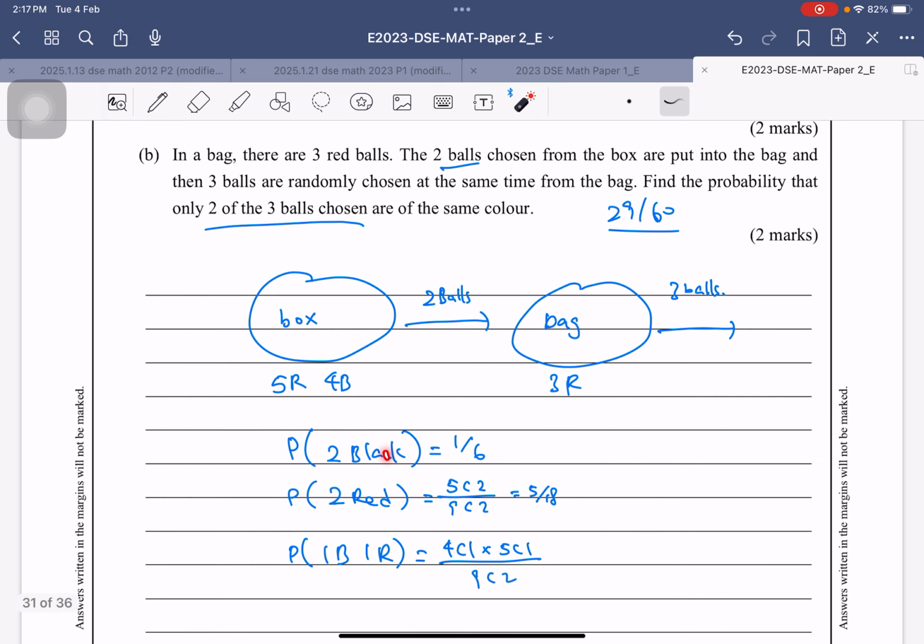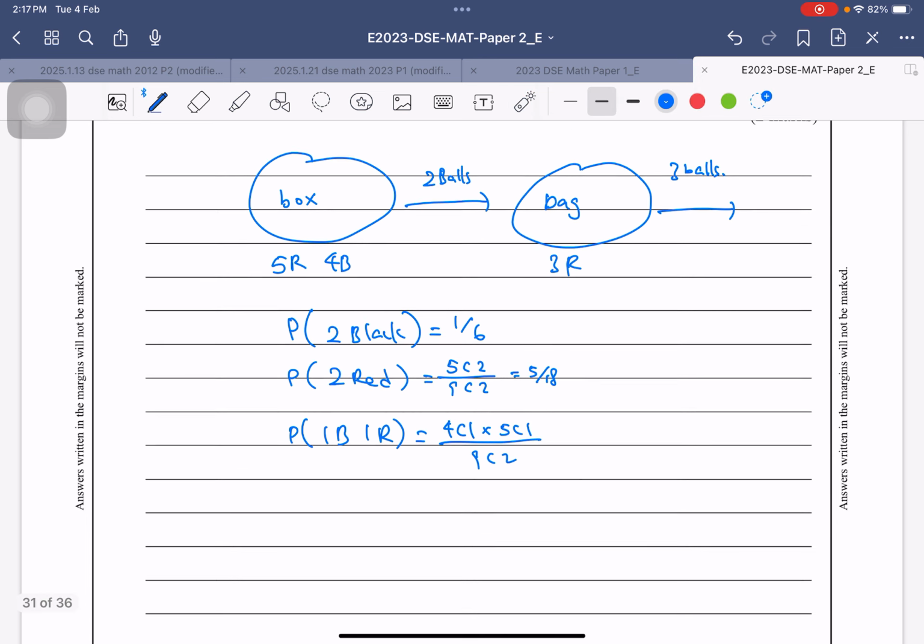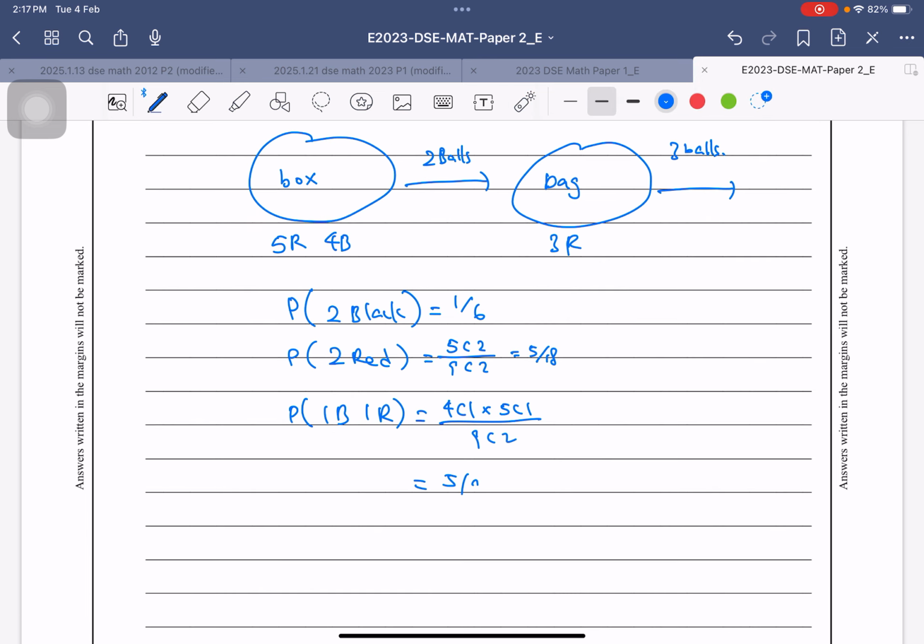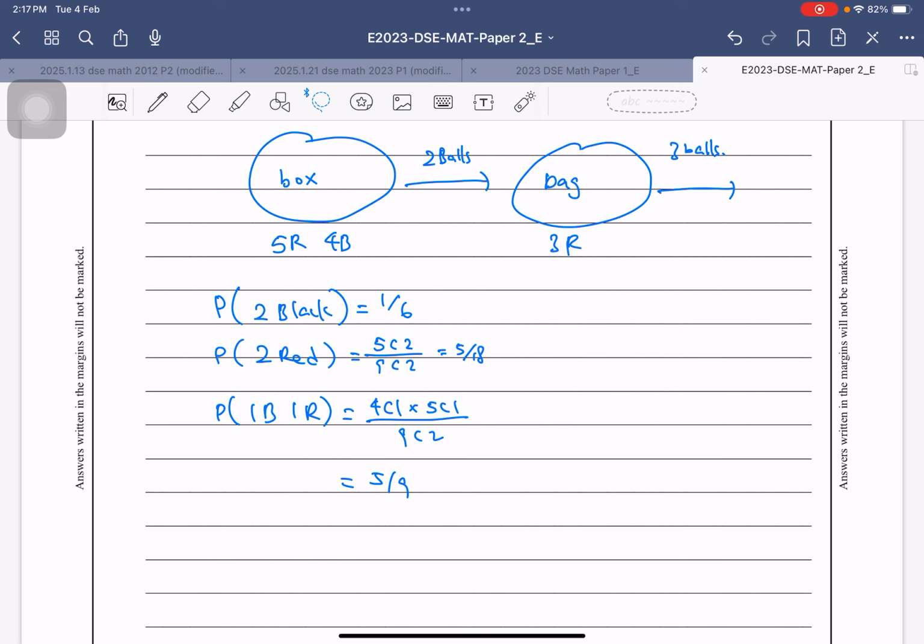These 3 cases added together must be equal to 1. So this is just equal to 1 minus this minus this. So the answer is equal to 5/9. Is this okay for you? So this is the first case, the second case, and the third case.